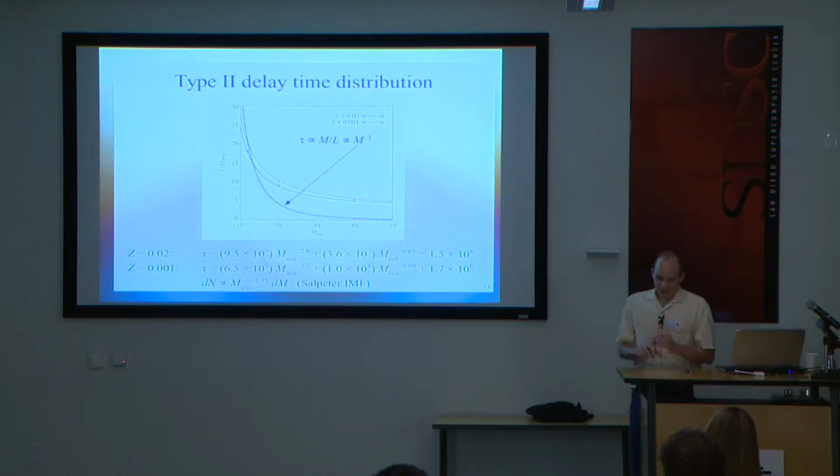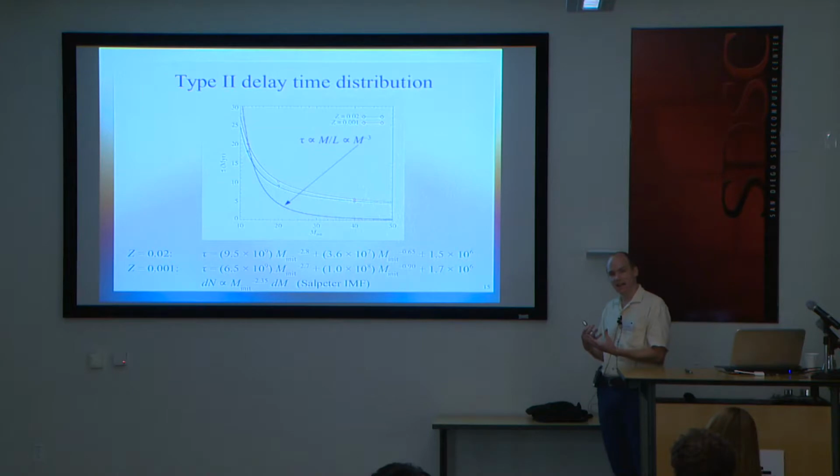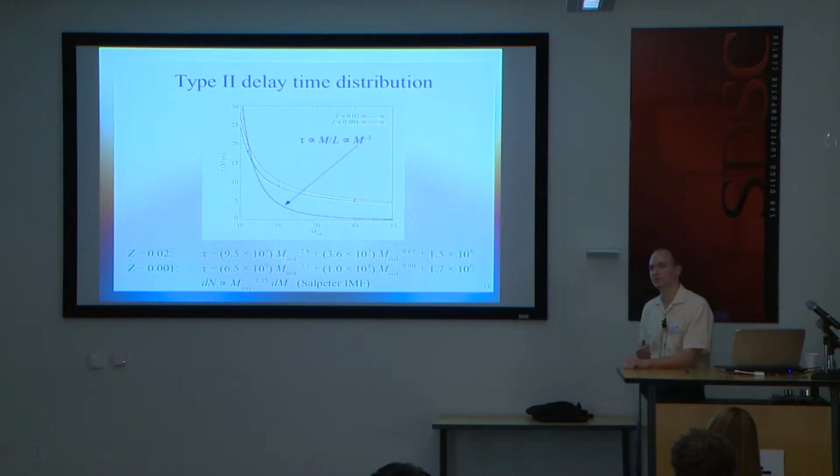So remember the main ingredients of a chemical evolution model are what type of star is producing what elements, how much of those elements, and how long it takes to get out of the star. That how long it takes to get out of the star is called the delay time distribution. So once the star is formed, how long does it take before the oxygen comes out of that type 2 supernova, for example? Well, for these high mass stars, these type 2 core collapse supernovae, the delay time distribution is very short.